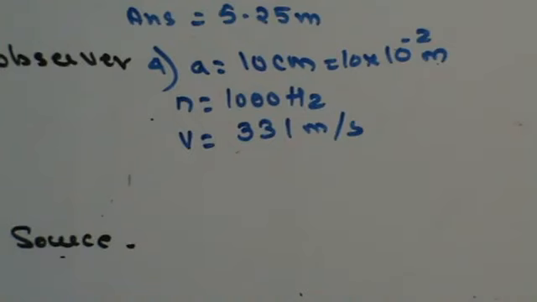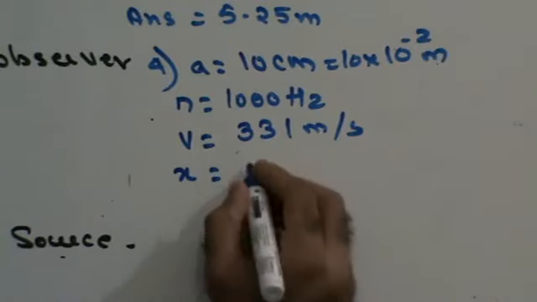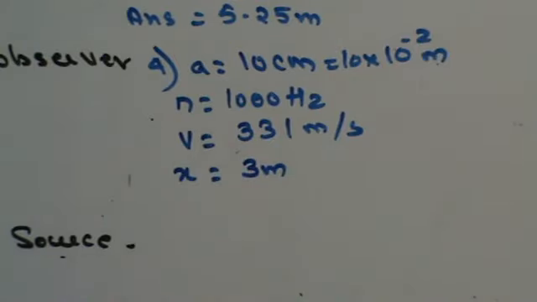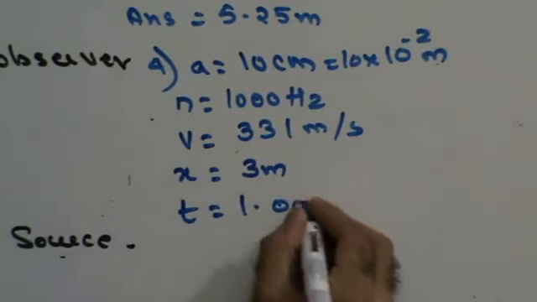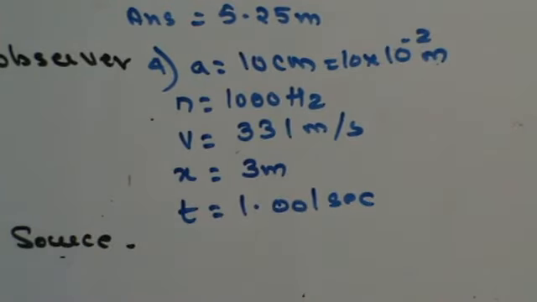Calculate the displacement of a particle at a distance of 3 meters from the origin after 1.001 seconds.